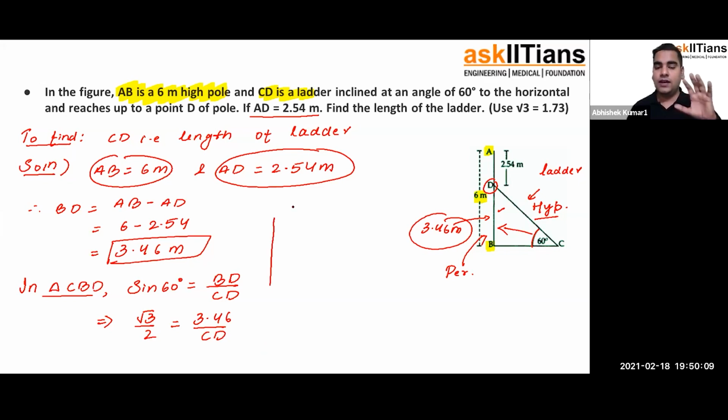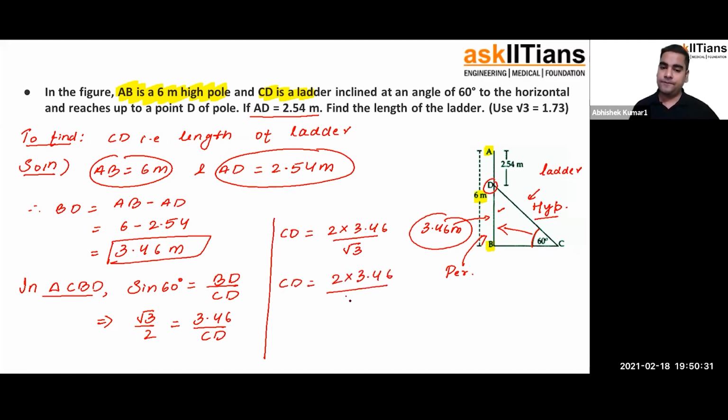But yes, we are provided the value of root 3 that we have to use as per the question. The value of root 3 which you have to use is 1.73, so we'll be using that. So what is CD? CD is going to be 2 into 3.46 over root 3. So I'm going to substitute the value of root 3, and I will get 2 into 3.46 over 1.73.